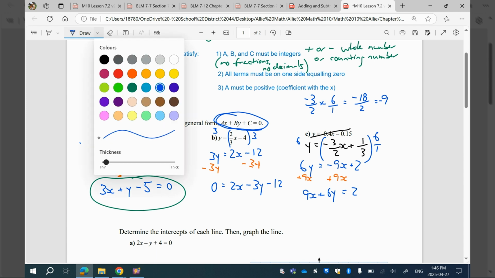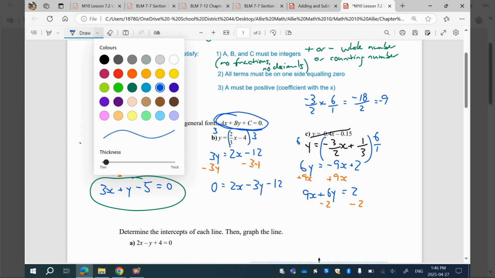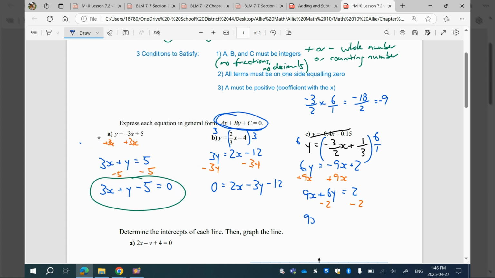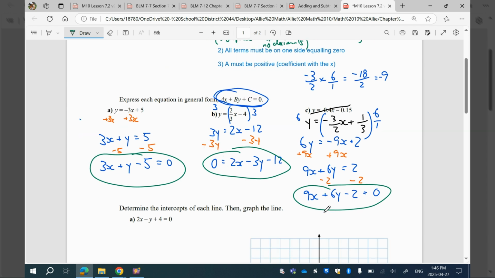And our last one, we don't currently have all of our terms on the same side. We have this 2 on the other side. So I need to subtract 2 from each side. We'll have 9x plus 6y subtract 2 equals 0. And now we've satisfied all the conditions. Now we have integers for our coefficients and for our constant. We have a positive x, and we have all of our terms on the same side.